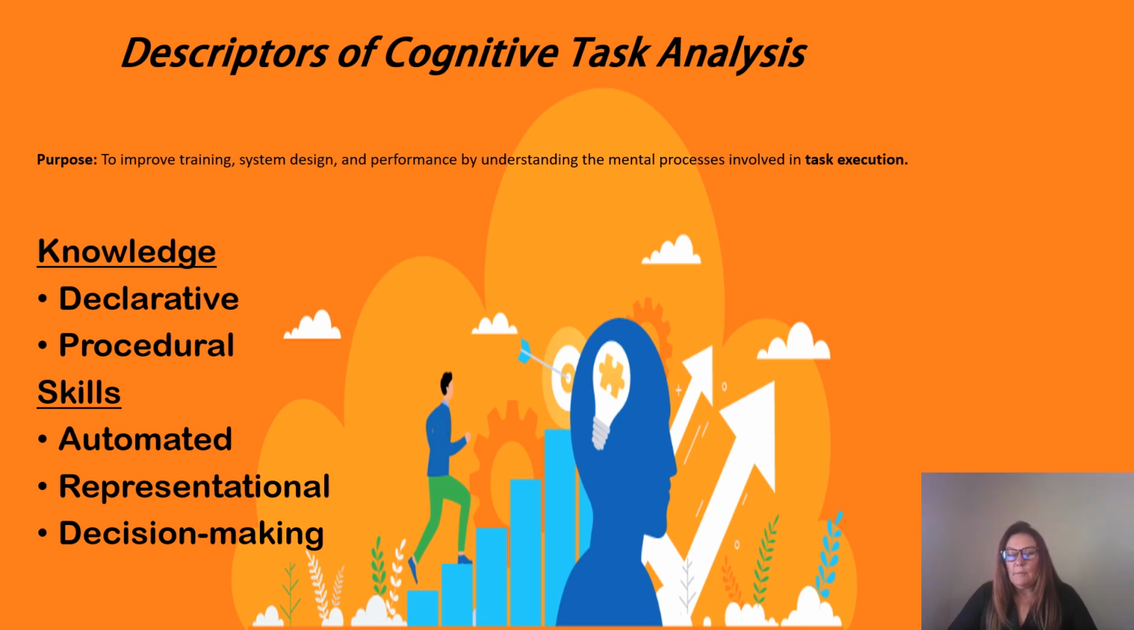CTA looks at mental processes that are often omitted from both the worker-oriented and trait-based oriented methods. There are many ways to complete a task. However, an expert may automatically perform the task compared to a novice who is still learning. So we look at two things, descriptors of CTA, which are knowledge and skill.